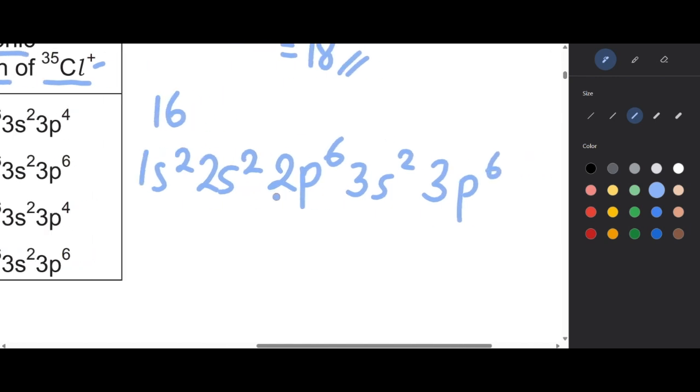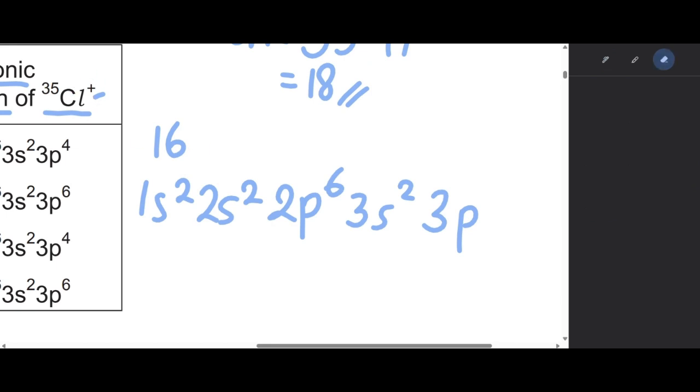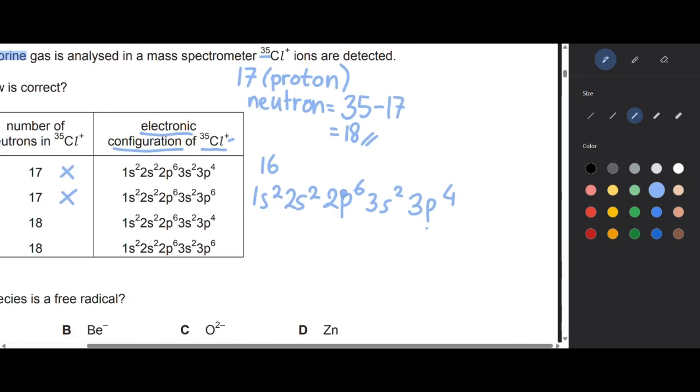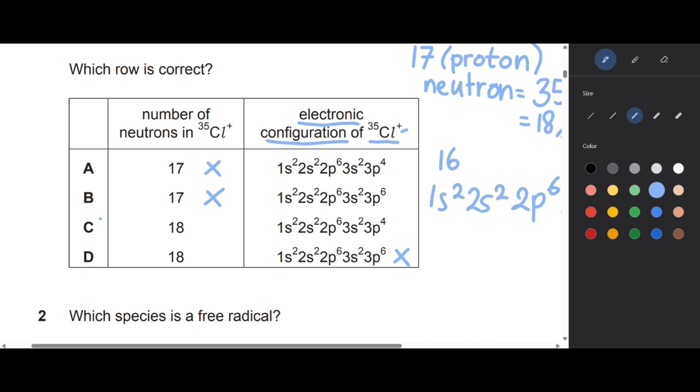This is what it would be if they did not put the plus. Since it is 35Cl+, it is 3s2 and 3p4. So we can eliminate this one, and the final answer is C.